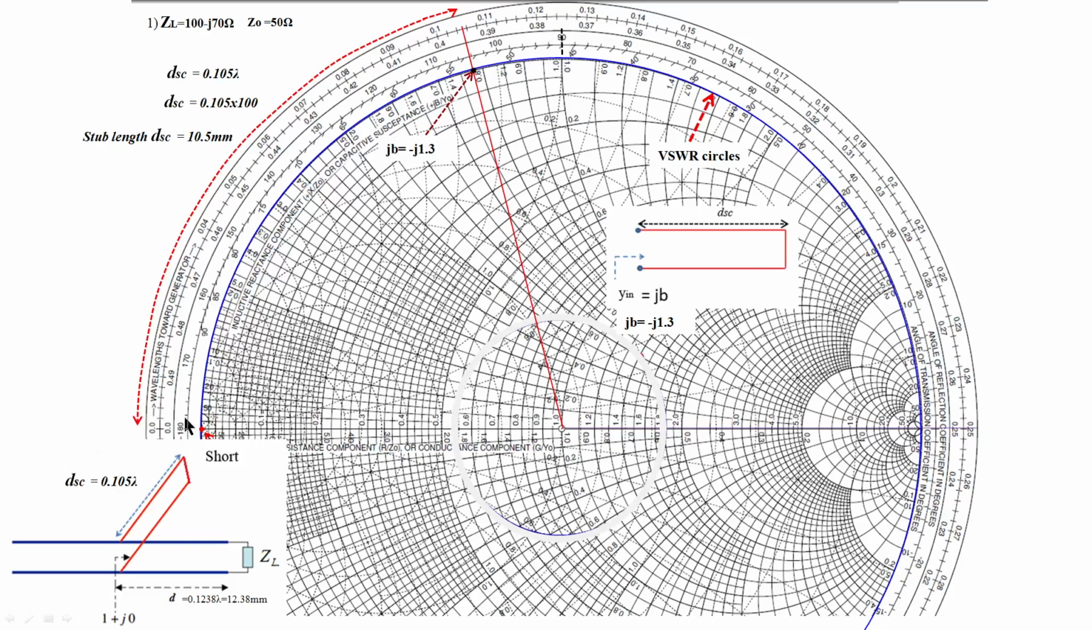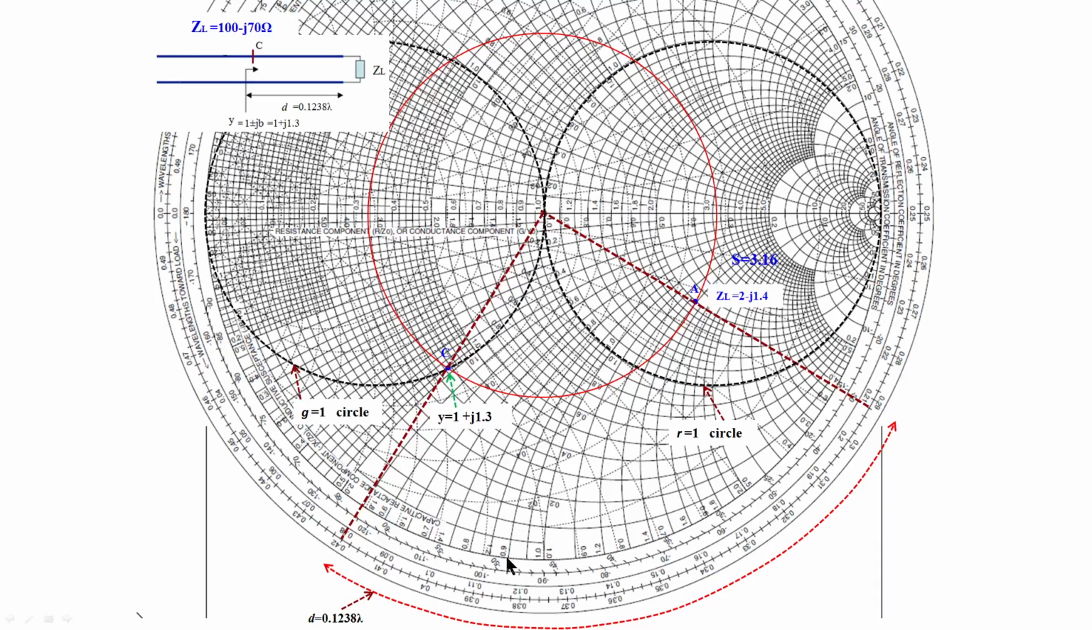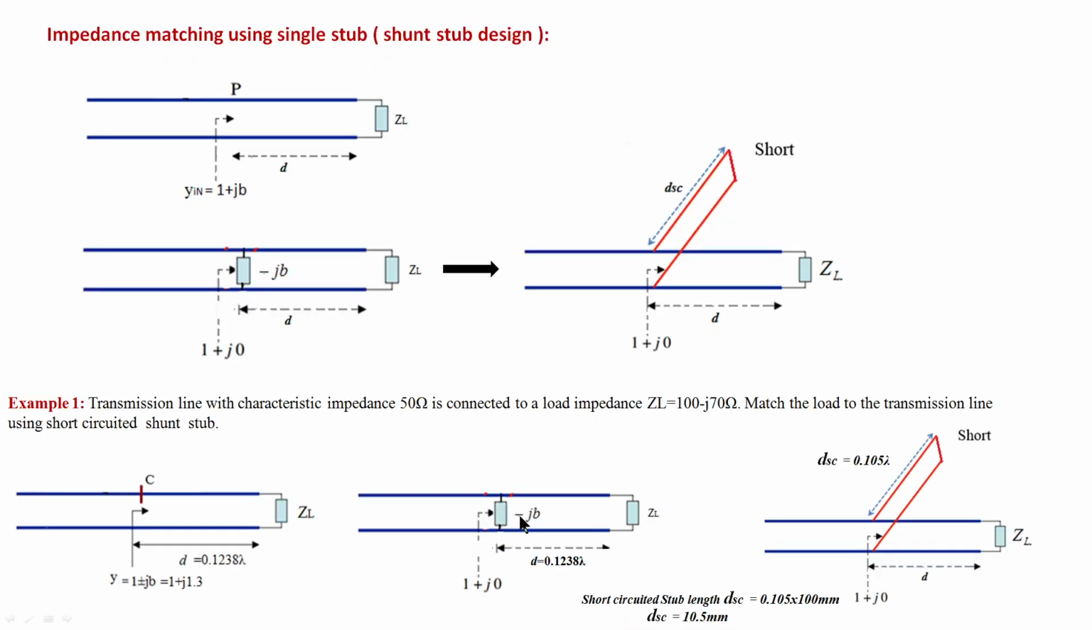A short stub is needed, so I should measure from here. Measure the length, whatever the length. It is 0.105 lambda. Multiply with the wavelength of 100 mm, giving 10.5 mm. So take this length equal to 10.5 mm from here to here. That is how it is implemented. This is the minus 1.3 needed, and for that I designed this stub and connected it here.